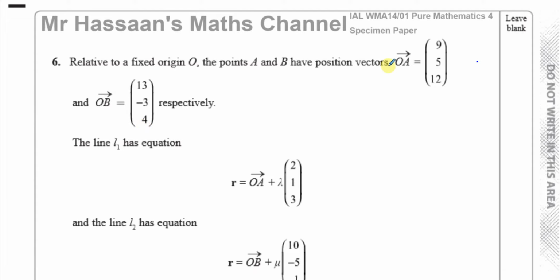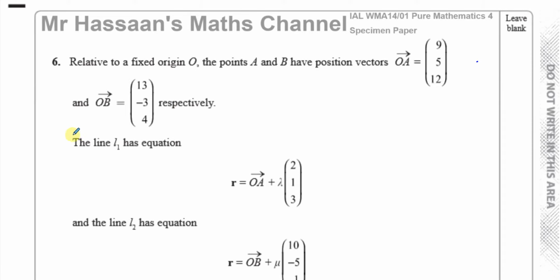Now they didn't have to say O to A equals, because position vector means from O to that point. So the position vector of A means O to A. So they didn't actually have to tell us that. They could have just mentioned this without writing O to A and O to B, but they kindly told us.